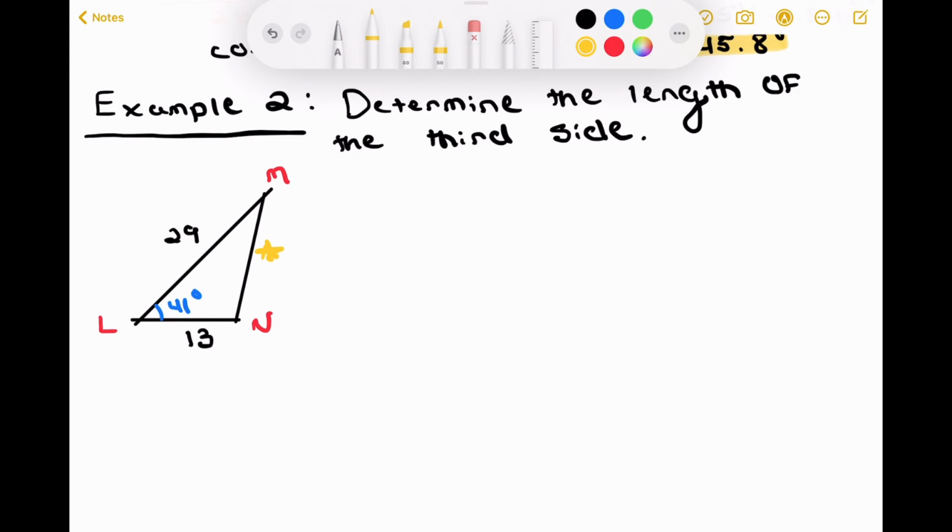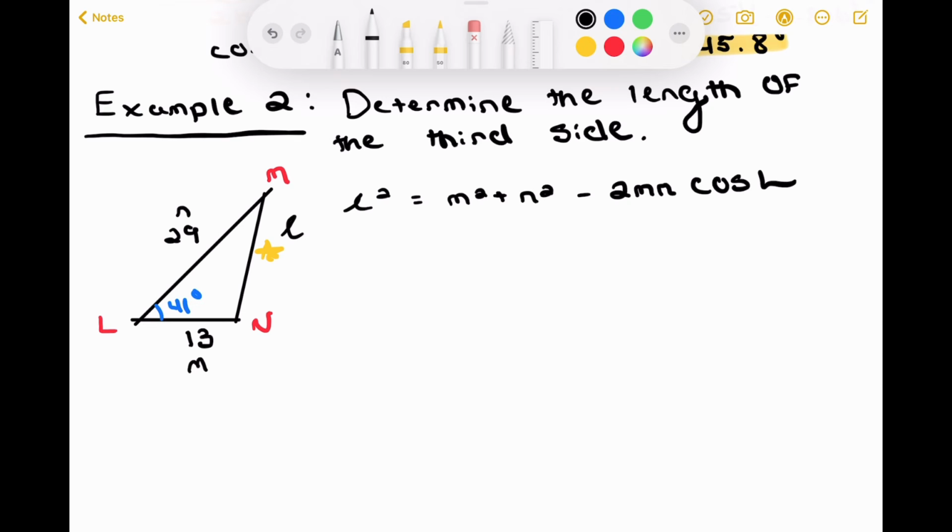So the third side is the one that's indicated by the star because it's the only side we don't know currently, and it represents side L. So we can actually write out our sides here that we know because they're always opposite of our angles. So we have side L, we have side M, and we have side N. So according to that, let's write out our cosine law that can help us solve for this length L we don't know. So L squared is equal to M squared plus N squared minus 2MN cosine L.